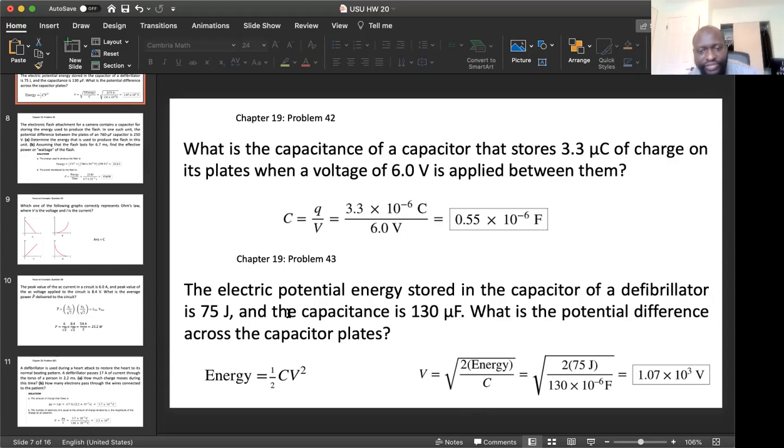So we have the energy, 75 joules. We have the capacitance, 130 microfarad. So we'll put it there. Converting the micro to times 10 to the negative 6. And that gives us our voltage.